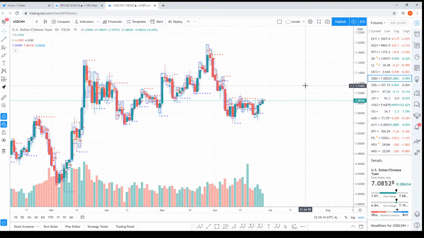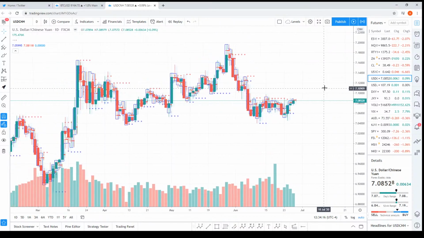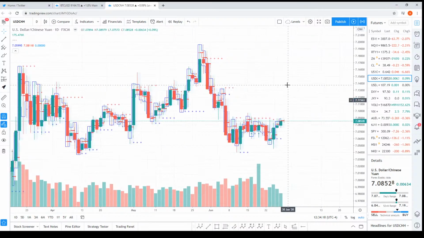Chinese yuan versus equities. Usually if the Chinese yuan is strong, that's bearish for equities.